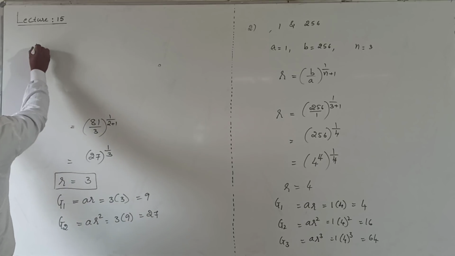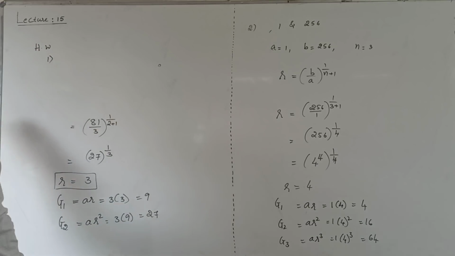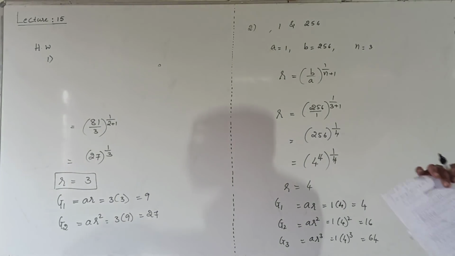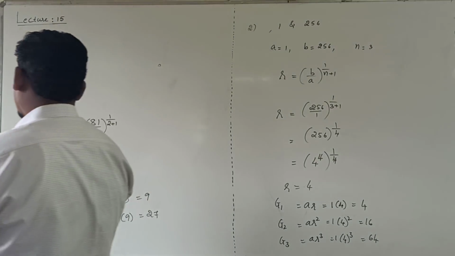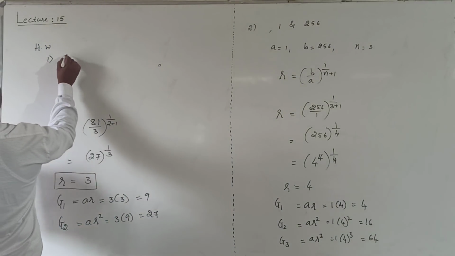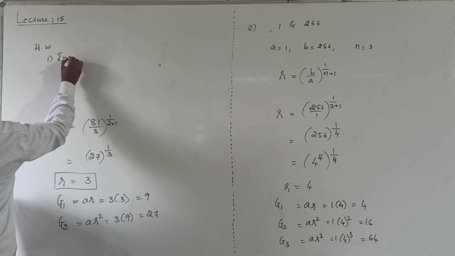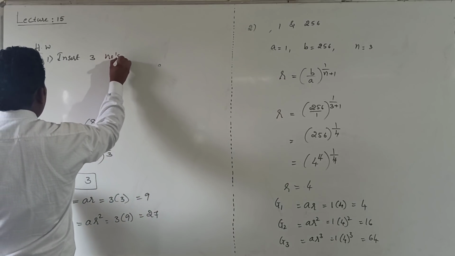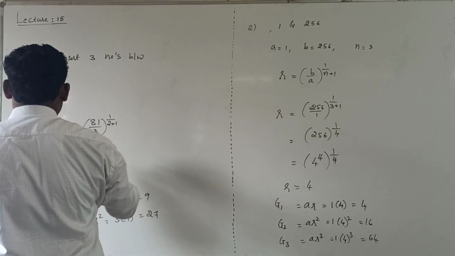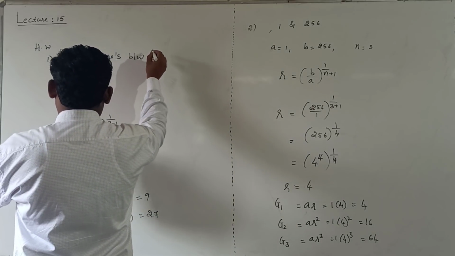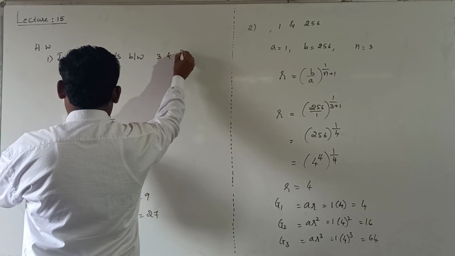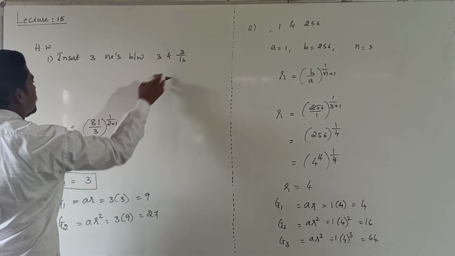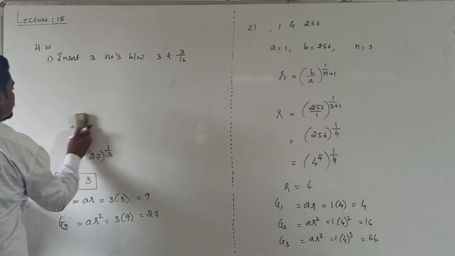Take homework. First one, insert three numbers between 3 and 3 divided by 16. Insert three numbers between 3 and 3 divided by 16.